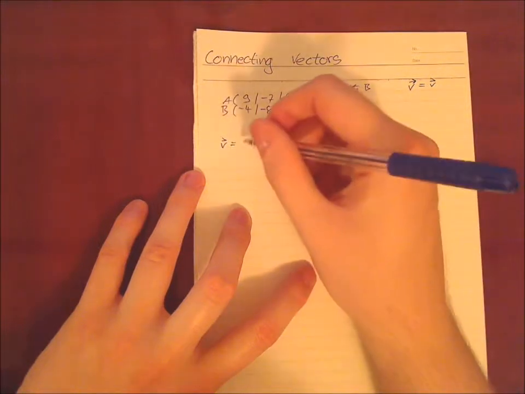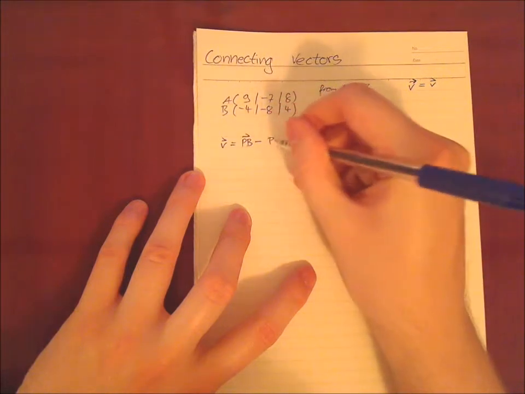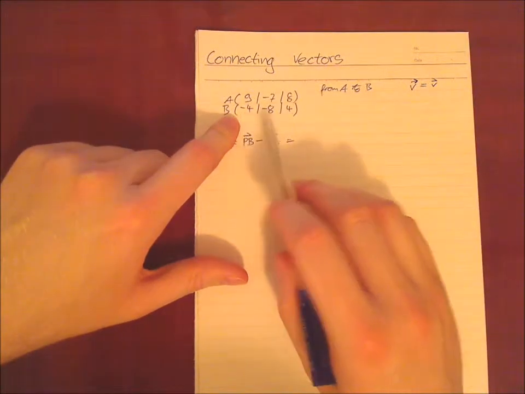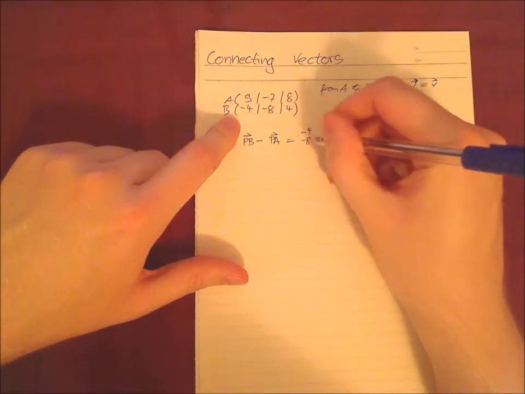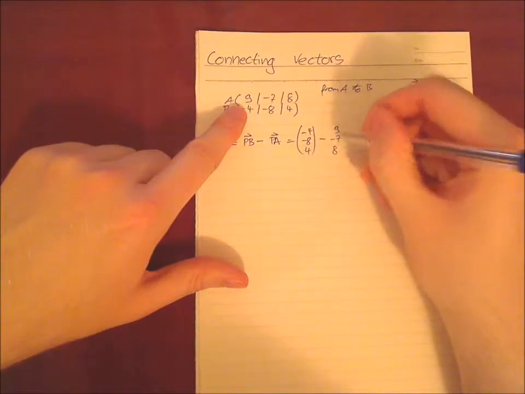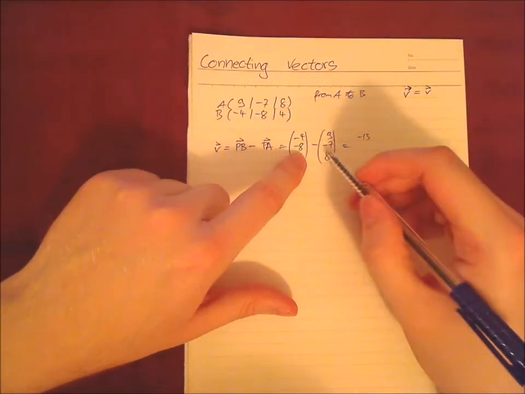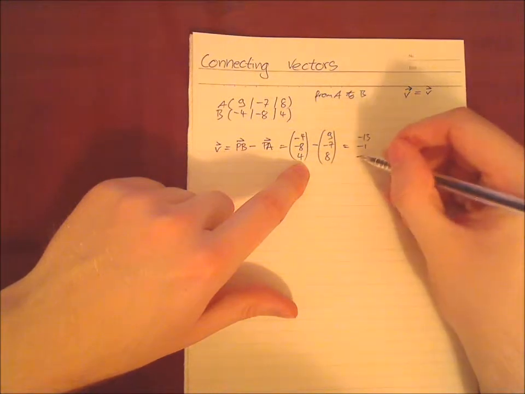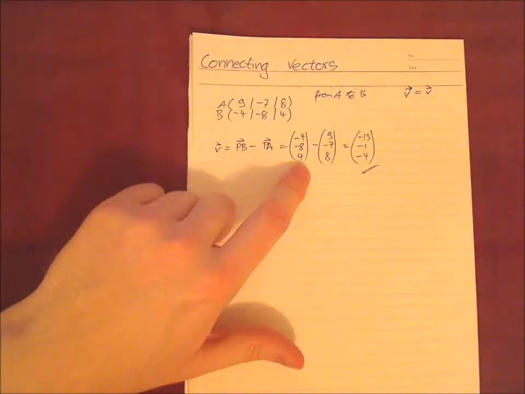So how do we calculate it? As I said, we take the position vector of B minus the position vector of A. In this case, the position vector of B is minus 4, minus 8, and 4. So we just insert the numbers. Minus the position vector of A, which is 9, minus 7, and 8. We just have to subtract: minus 4 minus 9 is minus 13, minus 8 minus 7 is minus 15, and 4 minus 8 is minus 4. And that's that easy. We already have the connecting vector.